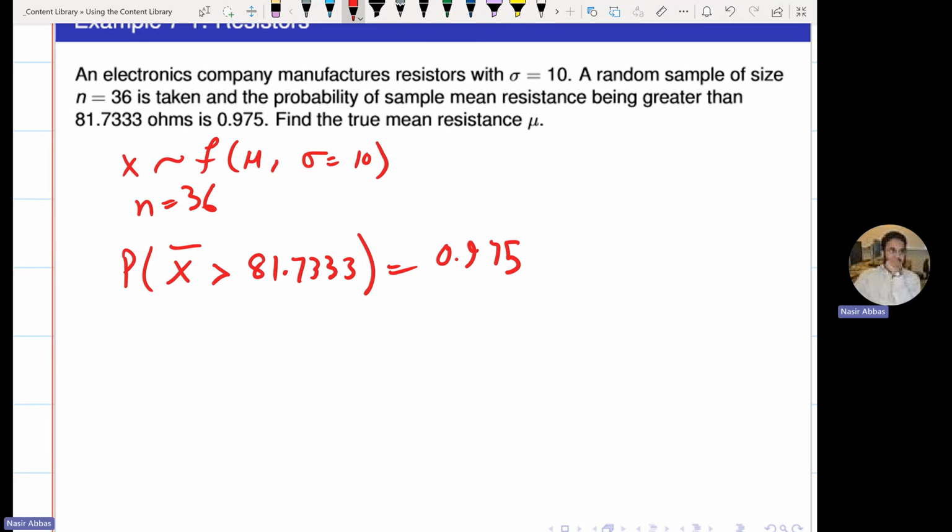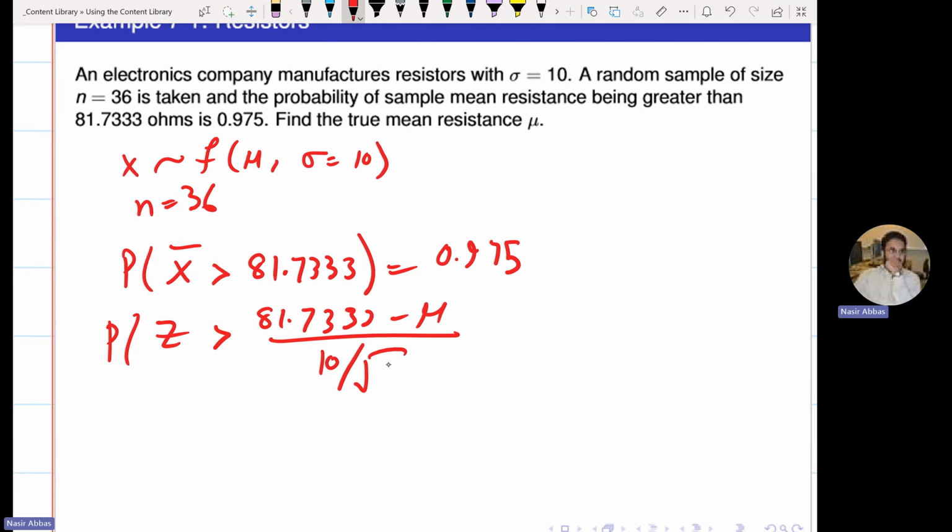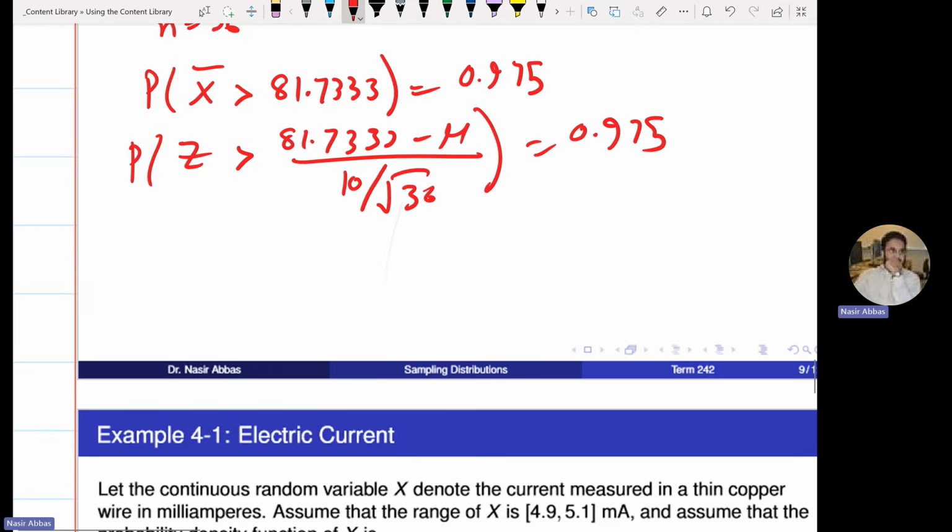Mu. Again, standardize. Probability of Z greater than 81.7333 minus mu divided by sigma, which is 10, over root of sample size 36, is 0.975. Can you get the greater than probability from the Z table? No. If the greater than is 0.975, less than will be what?